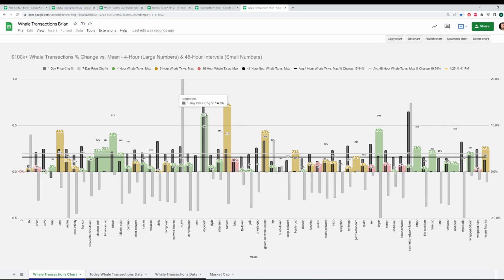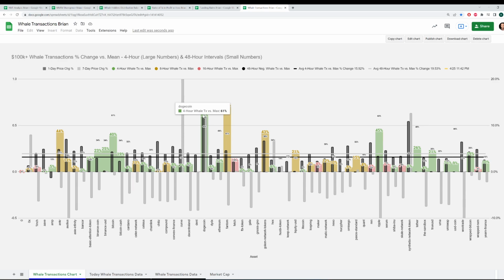So for example, Dogecoin just had a huge day, and you can see that it's showing that based on its 1-day price change percentage here, going up 14% in the last 24 hours. It was actually closer to 20 at one point. But it got to about 61% of its 3-month high in just a 4-hour interval. So each of these are measuring a 4-hour interval, which I've found to be a really nice, not too short, not too long interval to give you some useful data to react to.